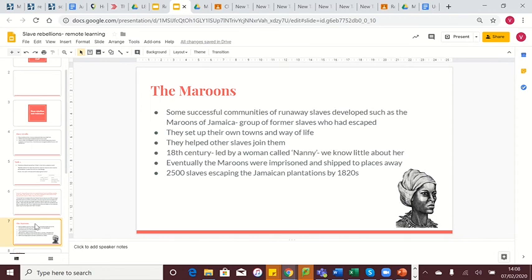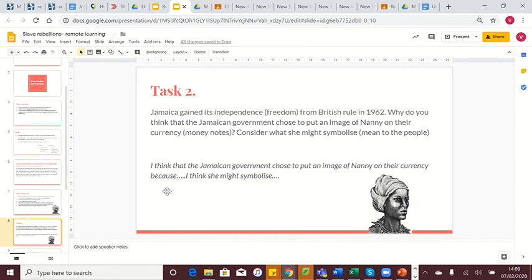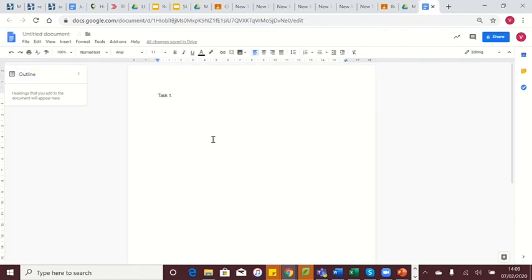So your next task on slide 8. Jamaica gained its independence, freedom from British rule in 1962. So following from this, the Jamaican government put an image of Nanny, this woman, on their currency, so on their money notes. So I want you to think about why they did that, because what does she symbolize? What does she mean to the people? What does she represent? So I've put a sentence starter here that you can use. So you can obviously copy this or write it out on your Google document.